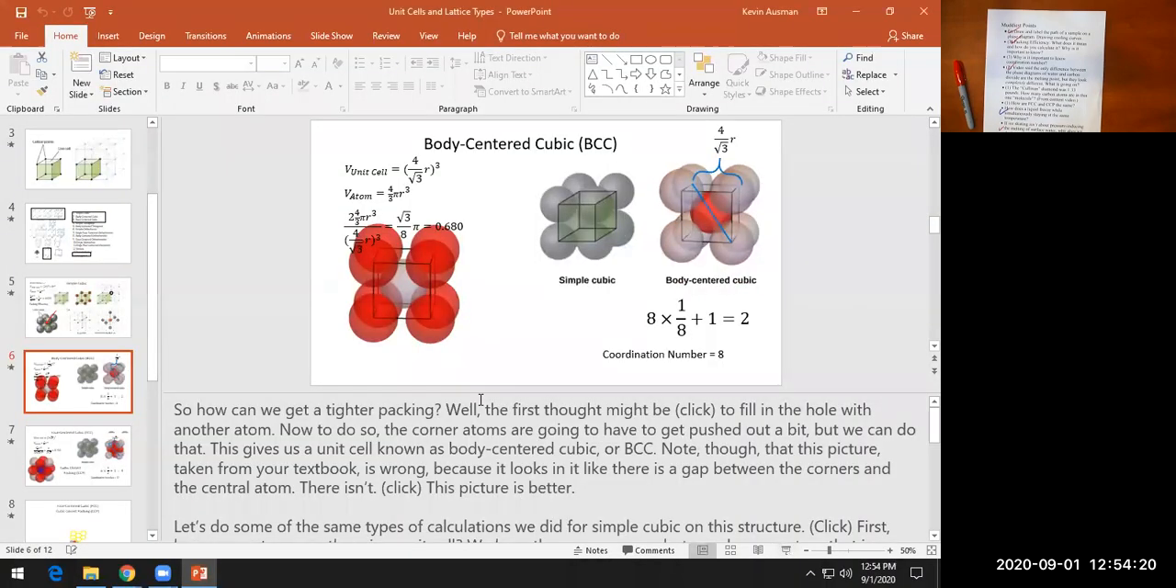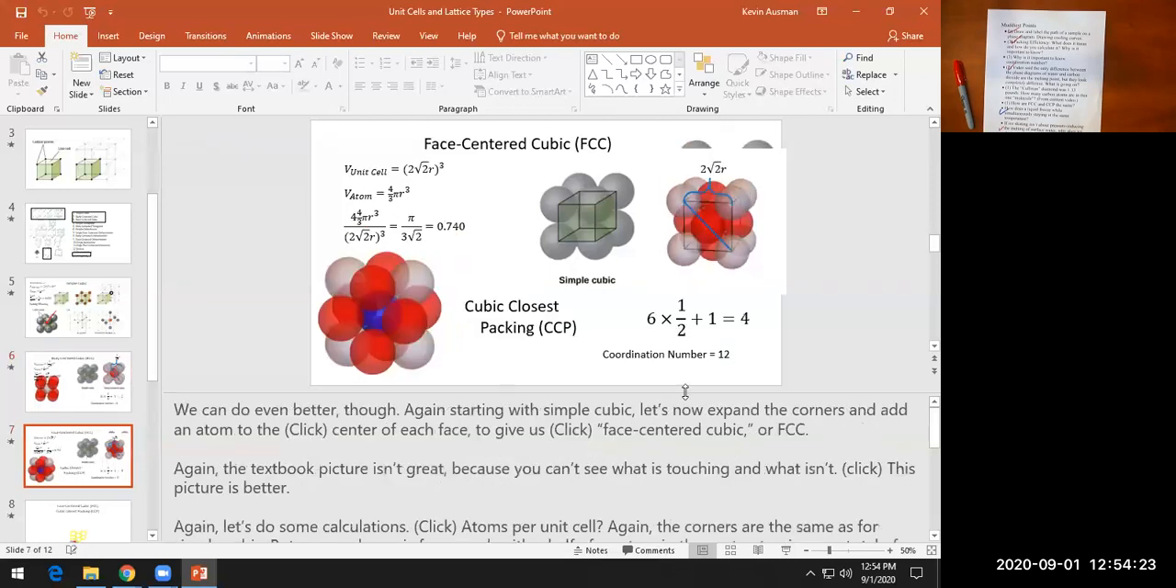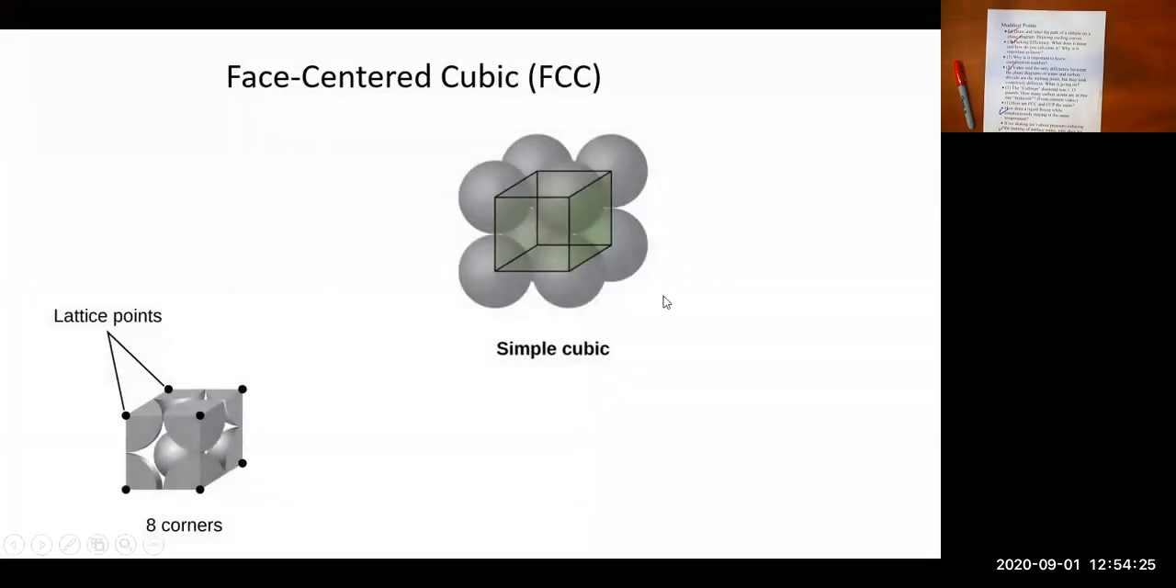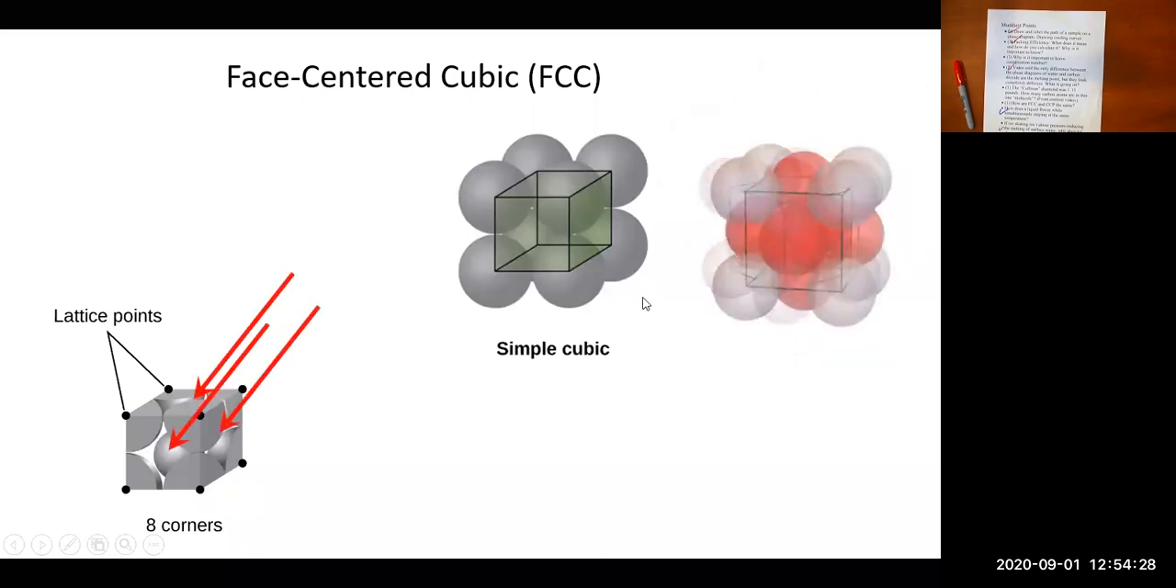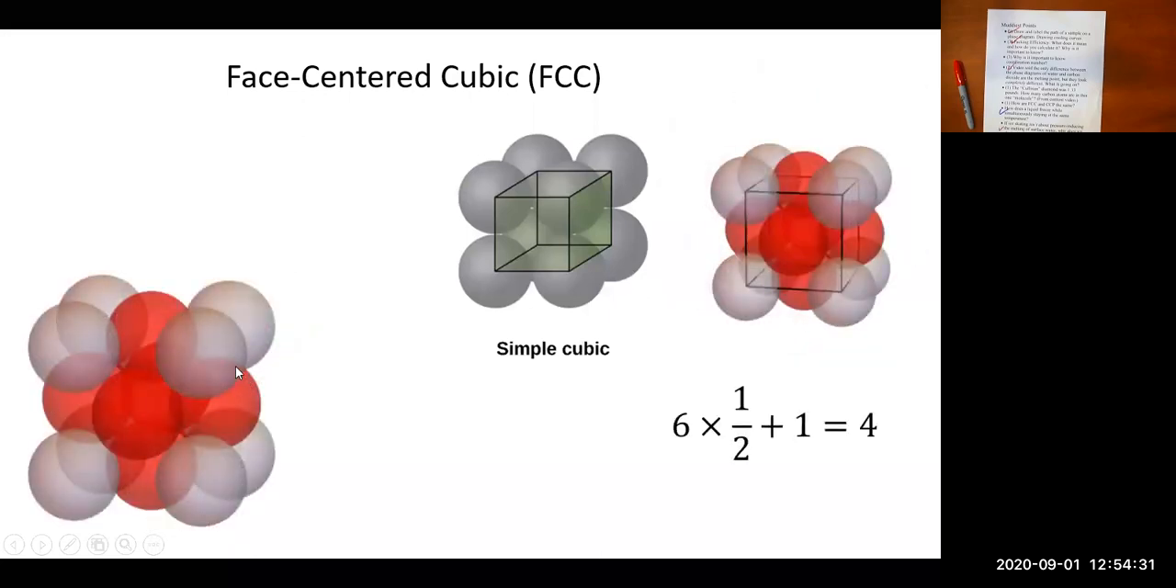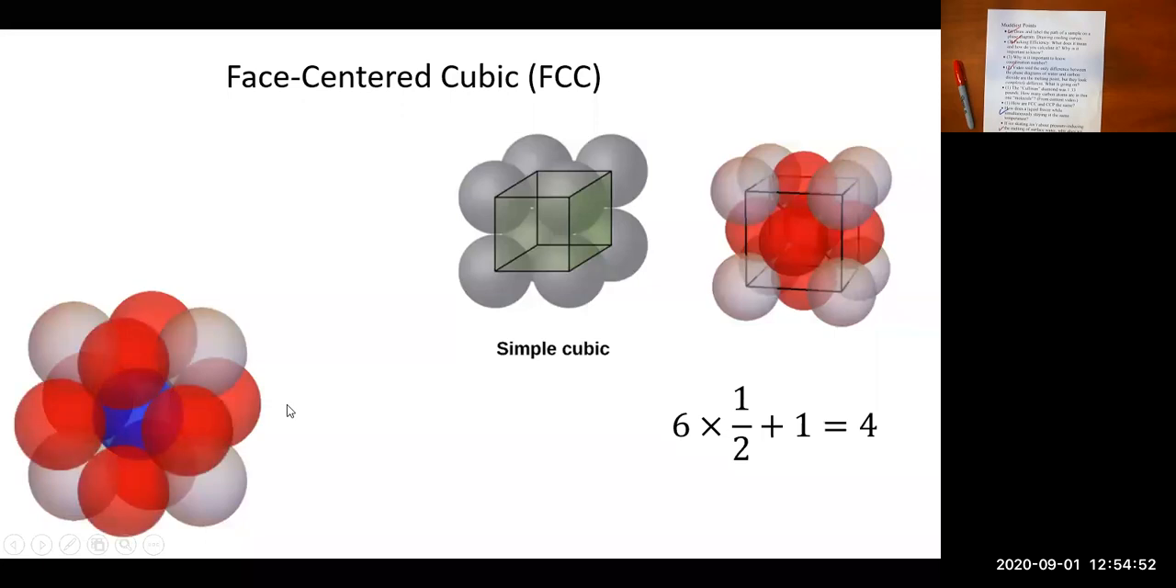Then if we look at face-centered cubic, this one's a little harder to do. So let's focus on this red one that we have in front. Now, pretty clearly, it's in contact with these other red ones and these gray ones here, but not with the far corners that we have. So I'm going to color that one blue and then take away the ones that it's not in contact with. But now it's also in contact with some that are in the next cell over, like this. So this now has a coordination number of 4, 8, 12.